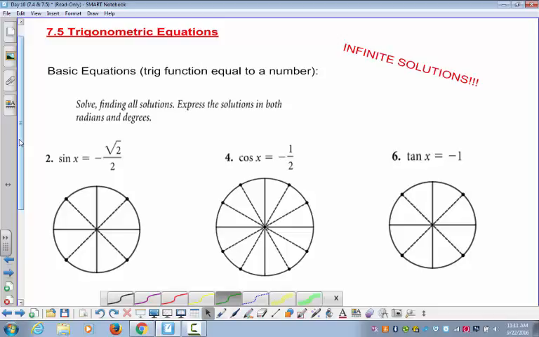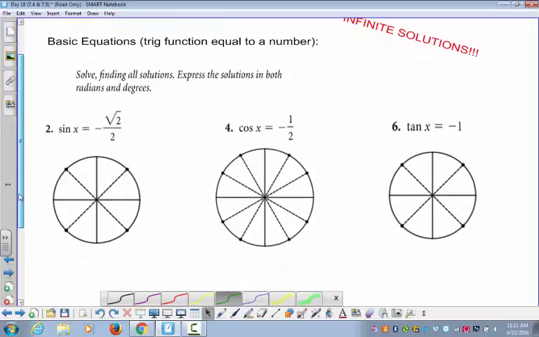Okay, so how do we do that? How do we write down an infinite number of solutions without really writing down an infinite number of solutions? That would take too long. Yes. We need to be able to count. All right, that's exactly right. We need to be able to count. So, solve, finding solutions in both radians and degrees.